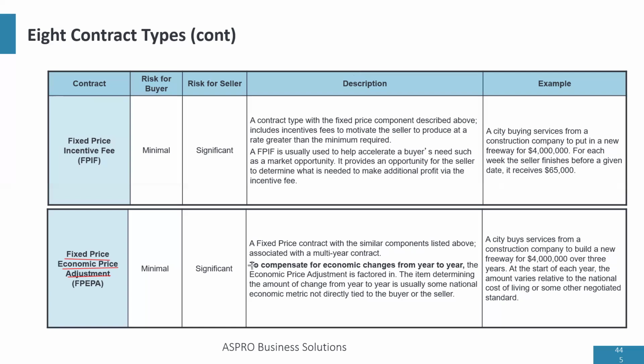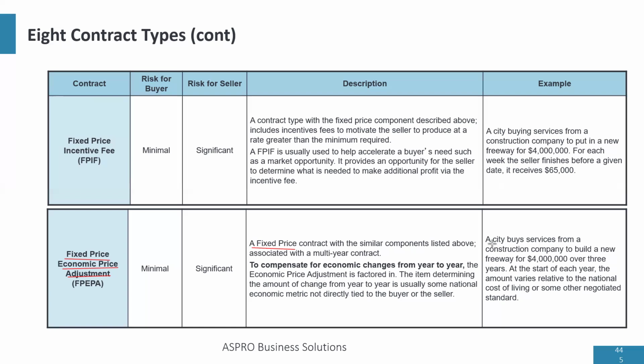So fixed price economic price adjustment, FPEPA, is used for multi-year contracts that span multiple years. And what happens in a fixed price economic price adjustment is that the fixed price will be adjusted every year according to an economic metric, right? It could be standard of living, exchange rate.